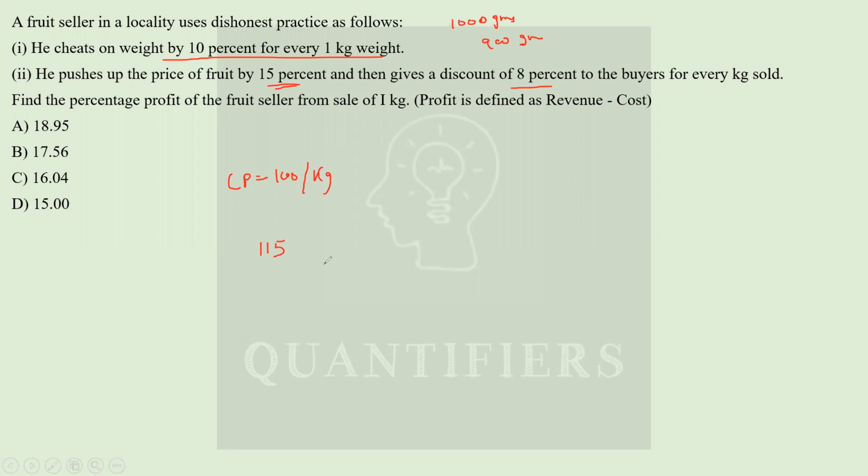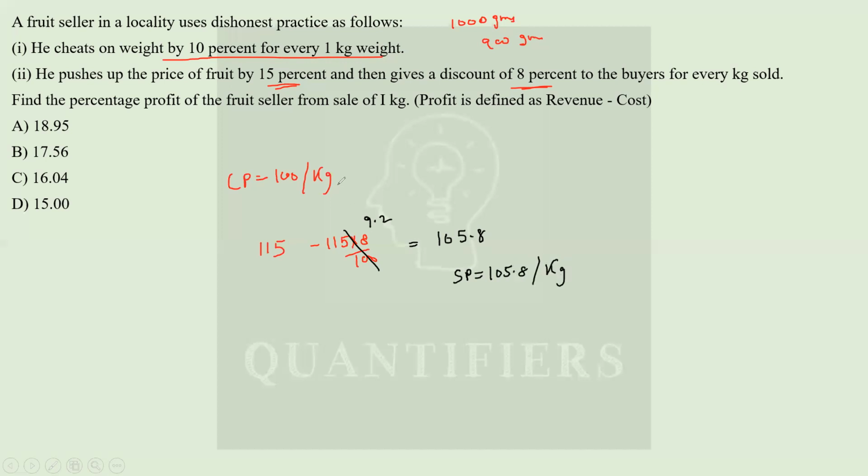Now his price would be 115. Moreover, he is giving a discount of 8%. So if he gives a discount of 8%, that means 115 into 8 by 100, right? If you calculate this, students, this comes out to be 9.2. Okay, 9.2. So that means everything he wants to sell per kg, his selling price will now be 105.8. So his selling price is coming out to be 105.8 per kg.